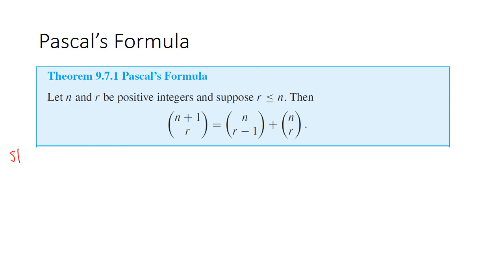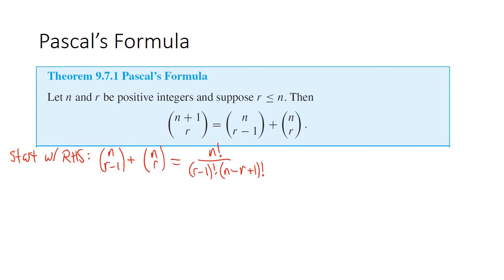works. Let's start with the right-hand side, and then I'll show you that I can make it equal to the left-hand side. The right-hand side is n choose r minus 1 plus n choose r. I'm going to write this according to the formula for the choose function. When I subtract r minus 1, I get n minus r plus 1, so I'm just distributing the subtraction there. And then the other one is this.